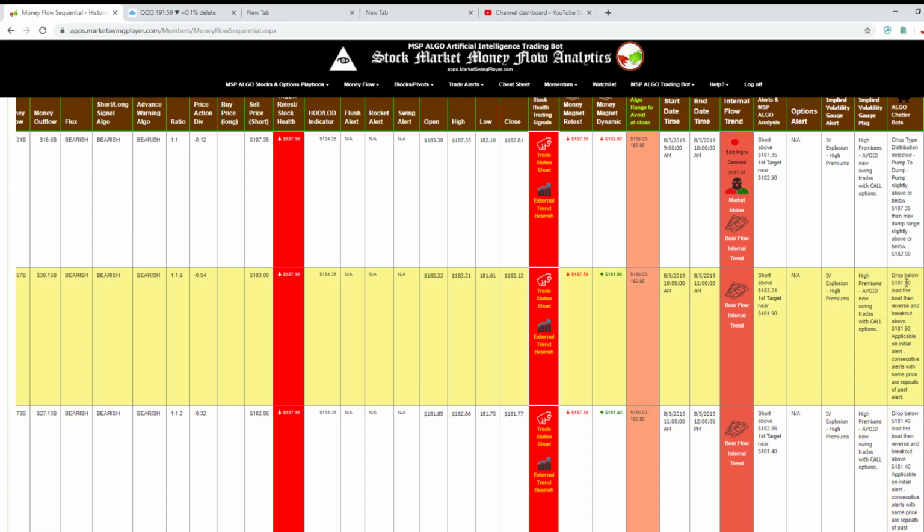So it says drop below 180, 190, load the boat, then reverse and break out above 180, 190. Now we see that the market is bearish, so we probably don't want to be loading the boat in a bearish market, because everywhere we look, it's telling us this market is bearish. If the market was bullish, not necessarily bullish, because we don't want to focus on bullish and bearish as we look at the market like most people do. We need to focus on what's going on internally. That is what is going to affect external in the future.